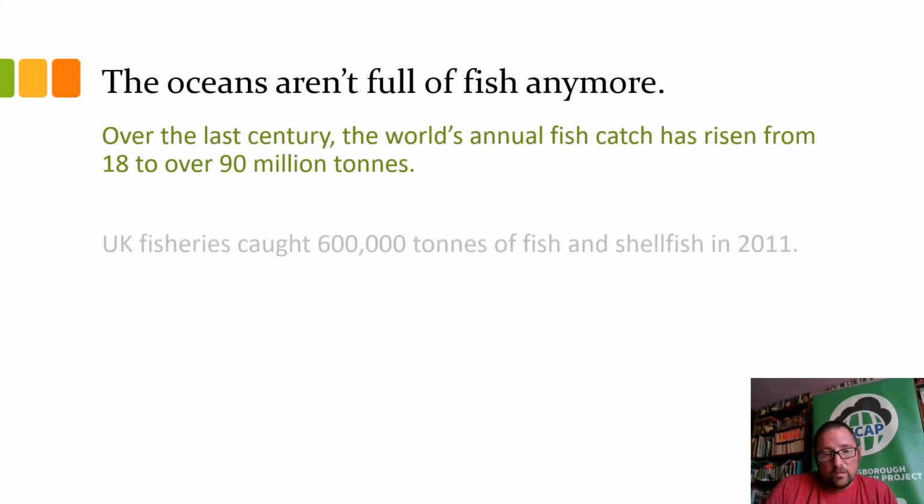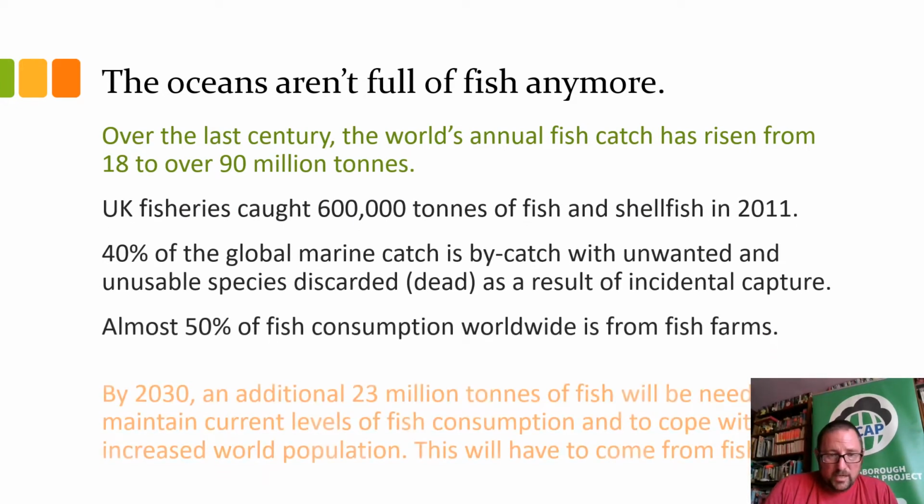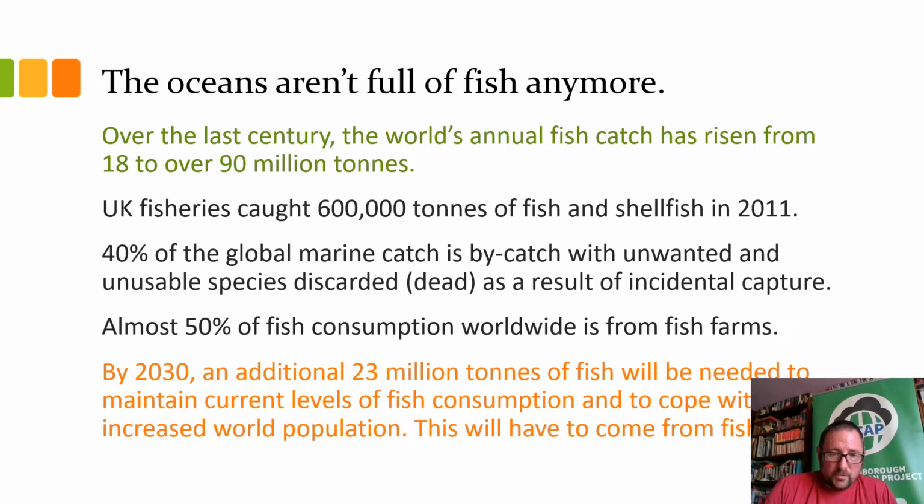What's this doing to the world? Well, the world, as we've just seen, is mostly oceans, and unfortunately we've pillaged the oceans of fish to the tune where there isn't actually enough fish in the ocean anymore. So over the last century, the world's annual fish catch has risen from 18 million tonnes to over 90 million tonnes. UK fisheries alone caught 600,000 tonnes of fish and shellfish in 2011. 40% of the global marine catch is bycatch because of laws trying to limit the amount of fish that's being caught. But what happens to this bycatch? It's chucked over the side dead as a result of incidental capture.